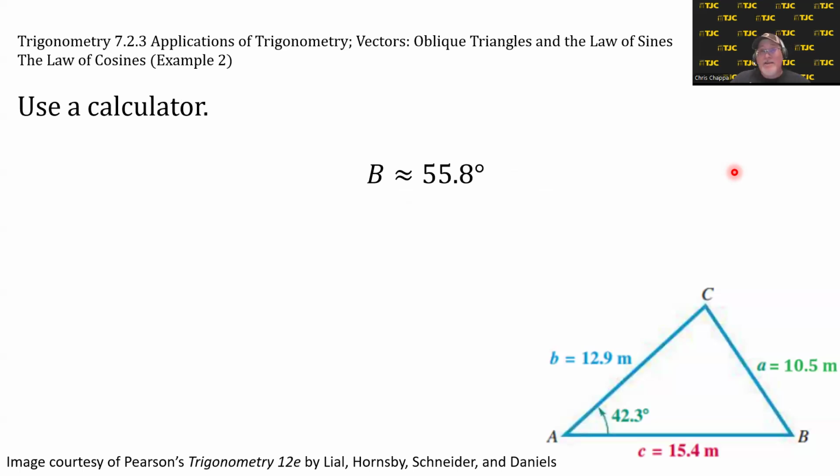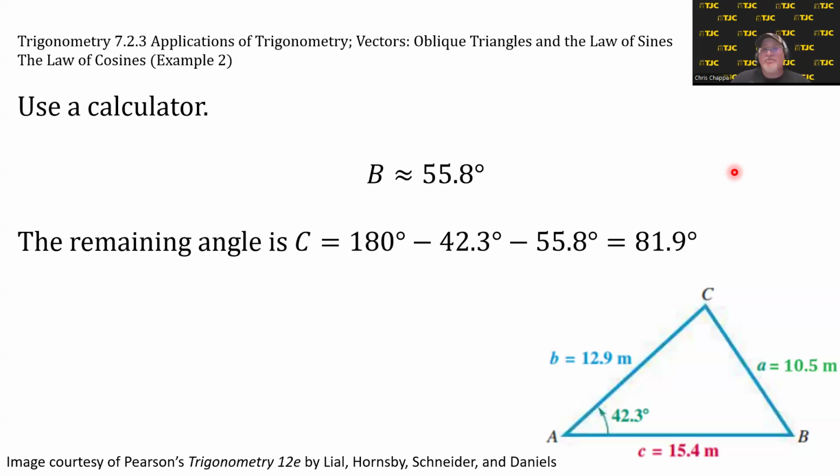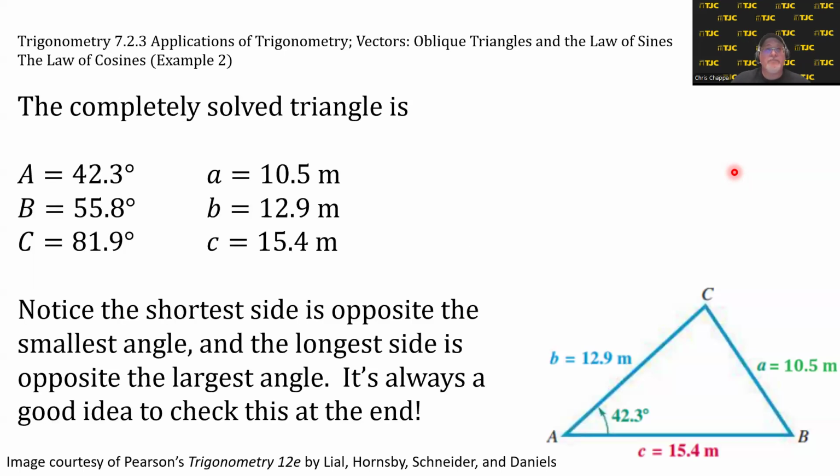And now that we have angle B, we can find angle C by doing 180 degrees minus 42.3 degrees minus 55.8 degrees and get 81.9 degrees. The completely solved triangle are these six values. And notice that the shortest side, in this case A, is opposite the smallest angle. The longest side is opposite the largest angle. It's always a good idea to check this at the end.